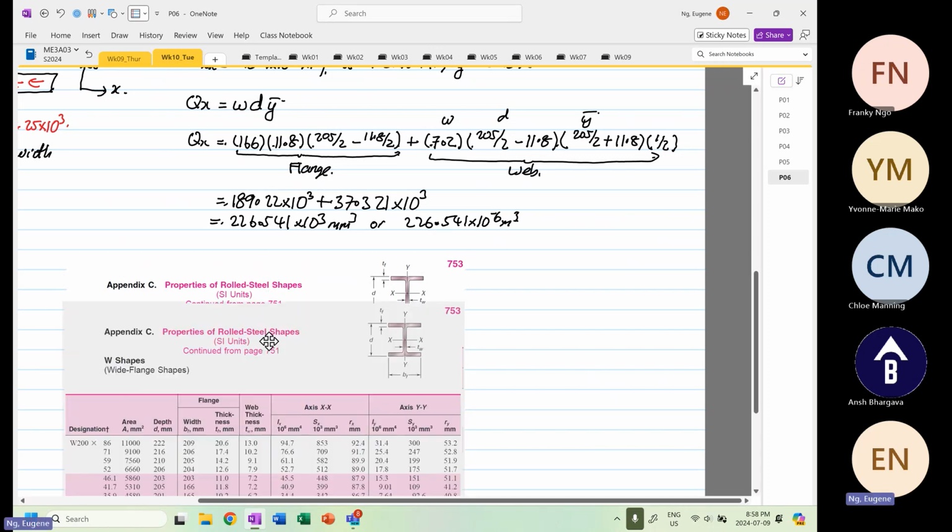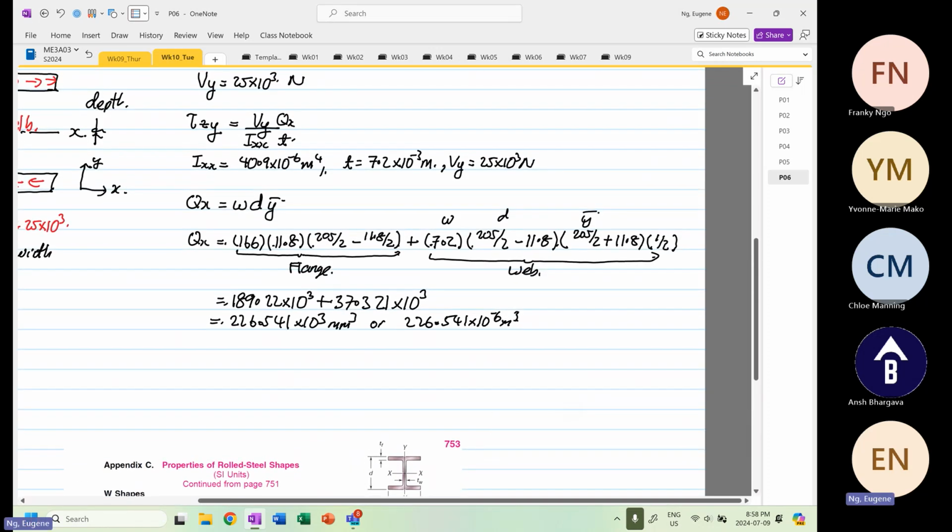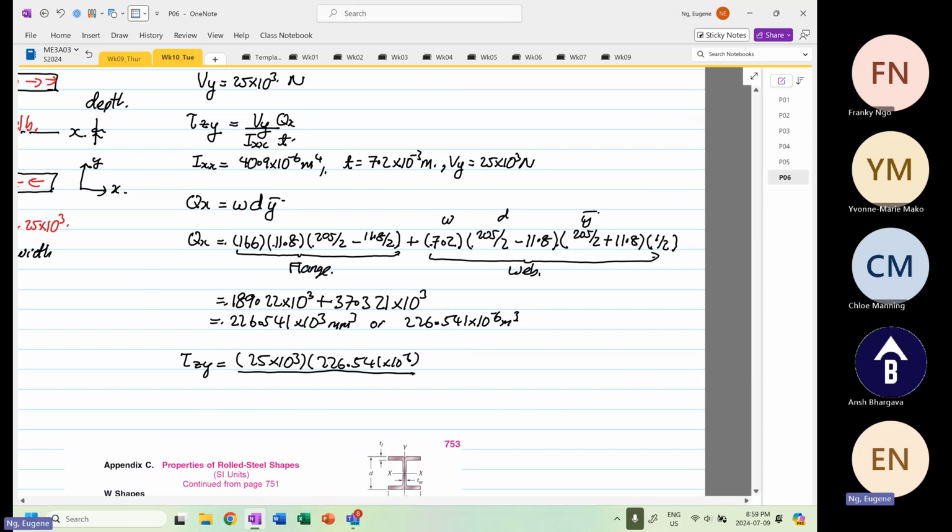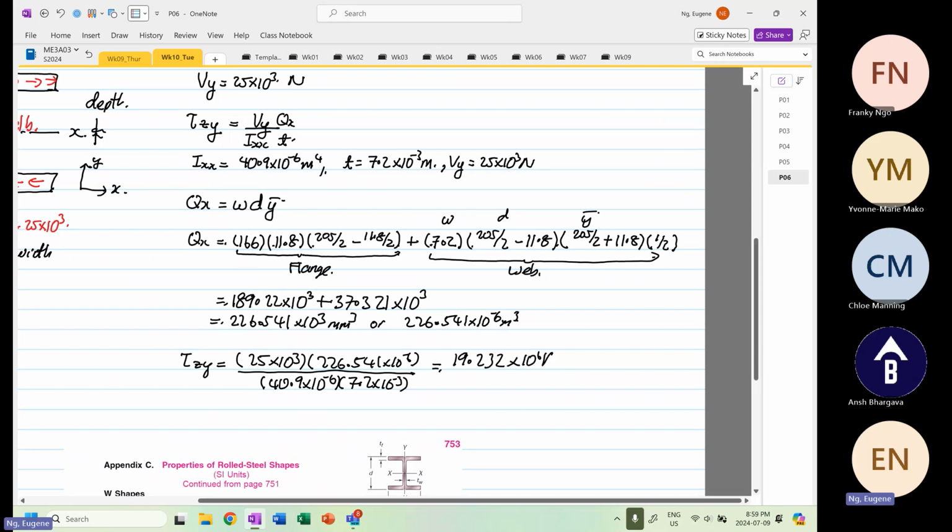So from here we directly calculate our shear. We have all the values. Vy is equal to 25 times 10 to the power 3, times 226.541 times 10 to the power minus 6, divided by 40.9 times 10 to the power minus 6, and the thickness is 7.2 times 10 to the power minus 3, which is equal to 19.232 times 10 to the power 6 Pascal.